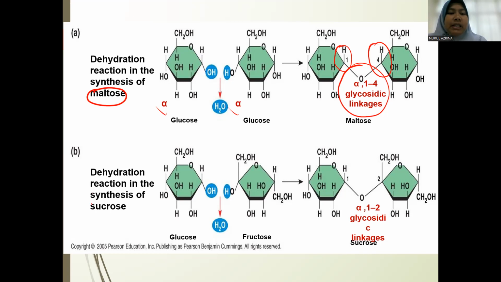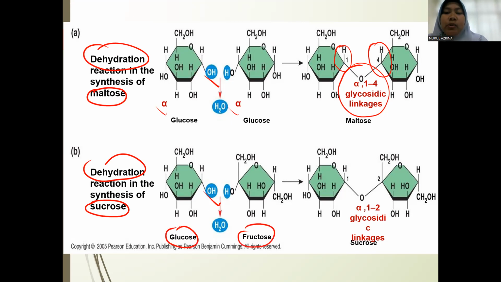As for the synthesis of sucrose, remember the process. Both processes require dehydration, where we need to remove 1 water molecule in order for the covalent bond to be formed. Sucrose is made of alpha glucose and fructose, joined together by an alpha 1,2 glycosidic linkage because it involves carbon number 1 of glucose and carbon number 2 of fructose. So that is a disaccharide.